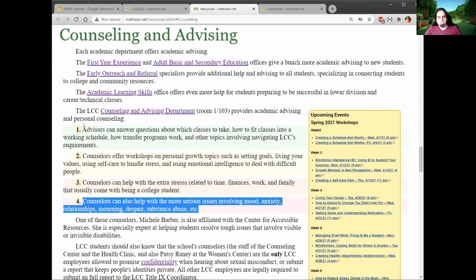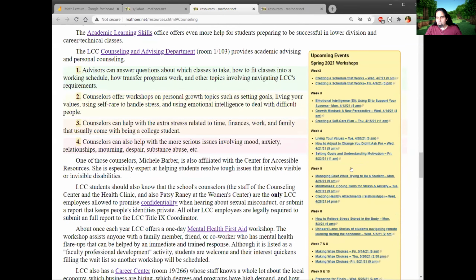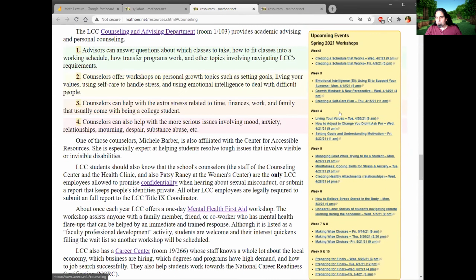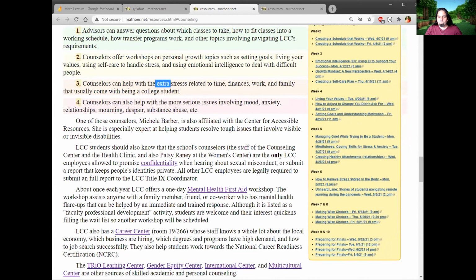Counseling and advising has advisors, for what classes to take, how to make a workable schedule, how transfer programs work, things like that. They have workshops. So here's a slightly too small to read bunch of the workshops they have, and the workshops are mostly about how to do personal growth stuff, how to set goals, live with your values, self-care, emotional intelligence for dealing with difficult people, and so on. And then they just are good at stress stuff too.